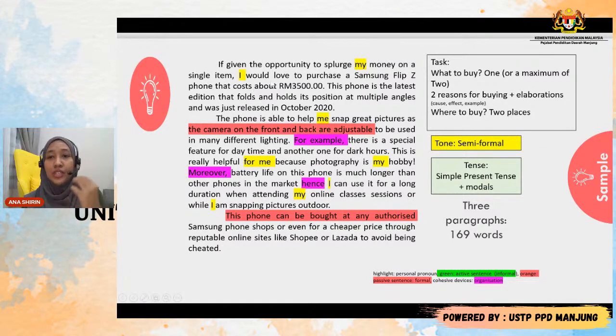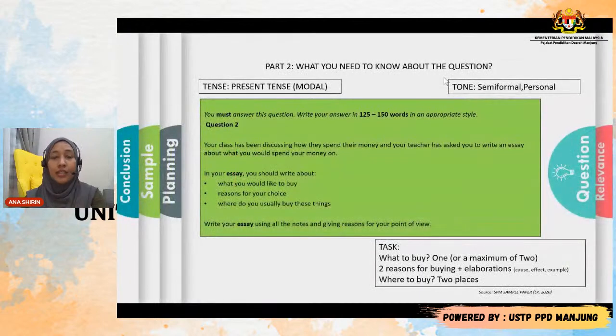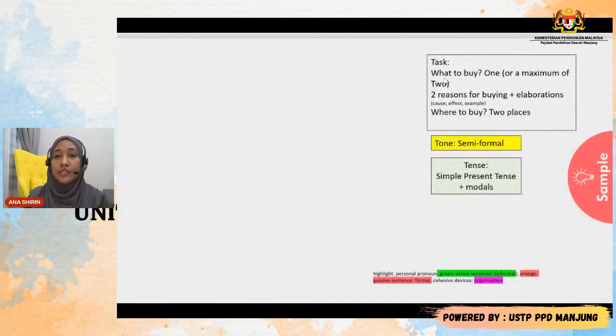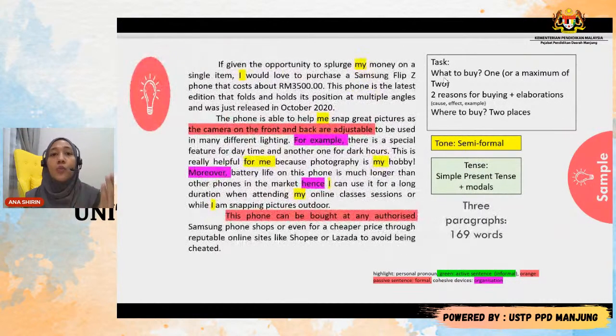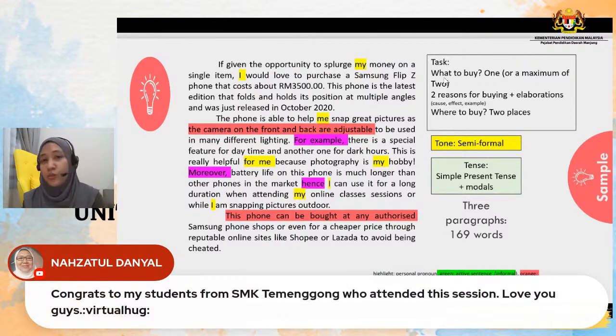So I would love to purchase a Samsung Flip Z. Now notice that when I answered this question for the task, it is exactly like how the question is in the question over here. What would you like to buy? And when I answered it, I said, I would love to purchase. I don't want to use buy because buy is A2 level. So I want to use a word that is a bit higher, B1 or B2. I would like to purchase a Samsung Flip Z. And this is what I want to buy.